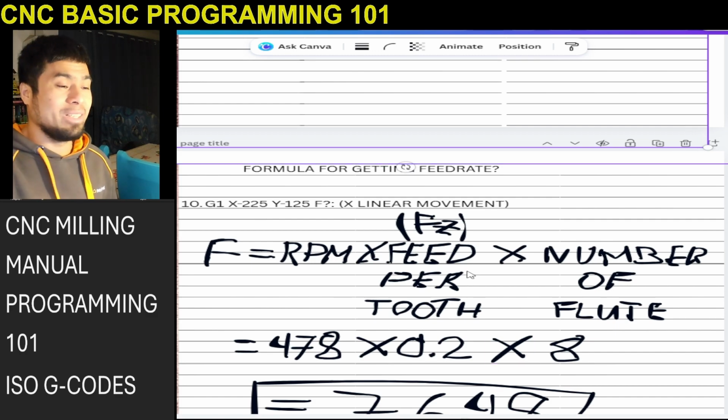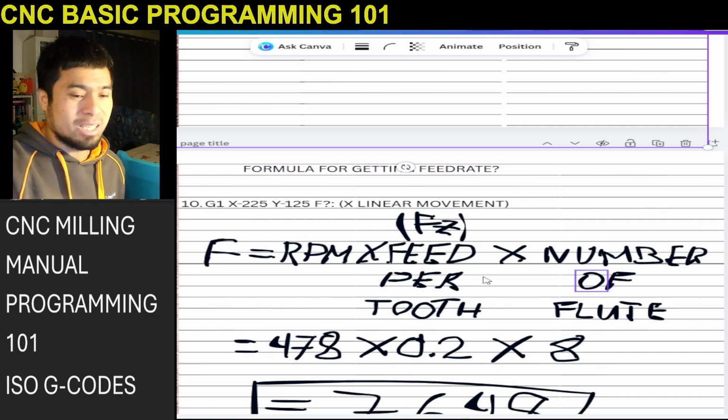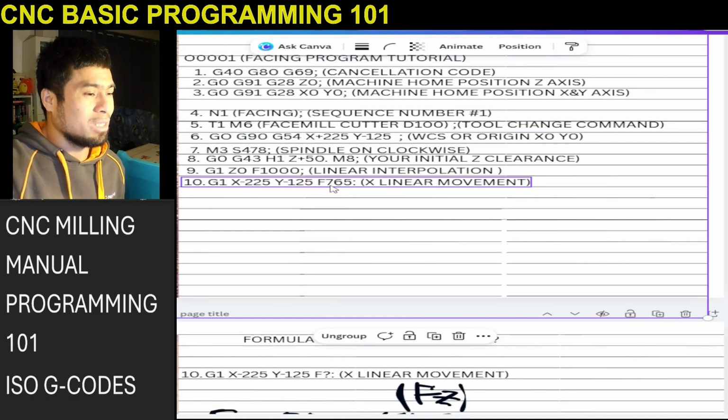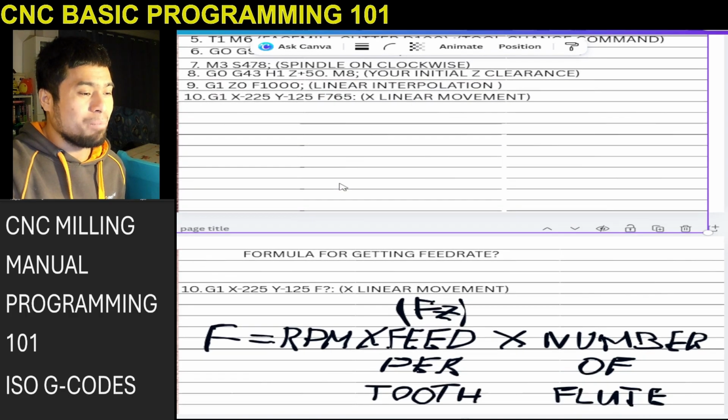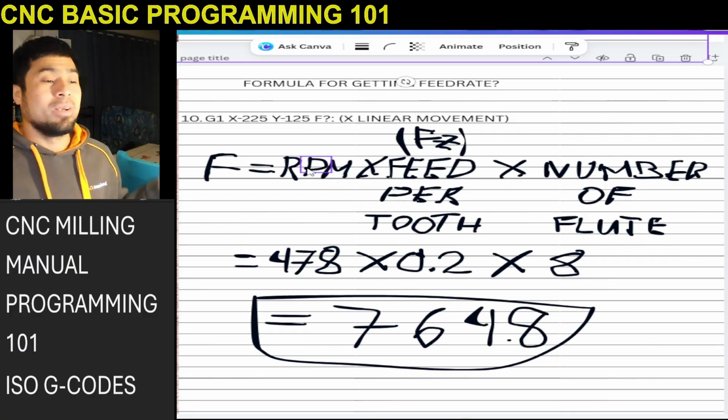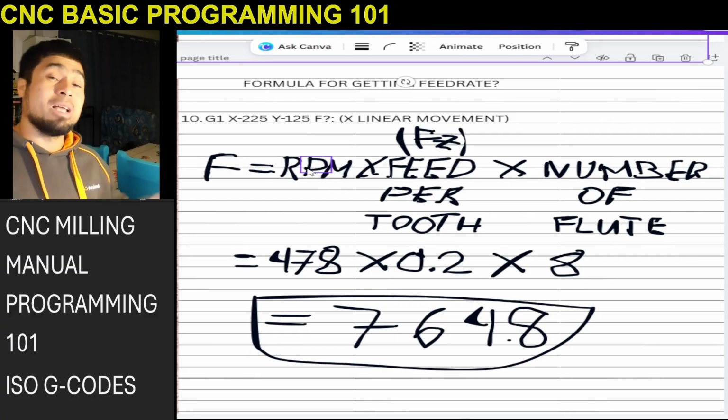Okay, so that's why the answer comes out with feed 765, because of the formula that we use for getting feed rate, which is RPM times feed per tooth times number of flutes.